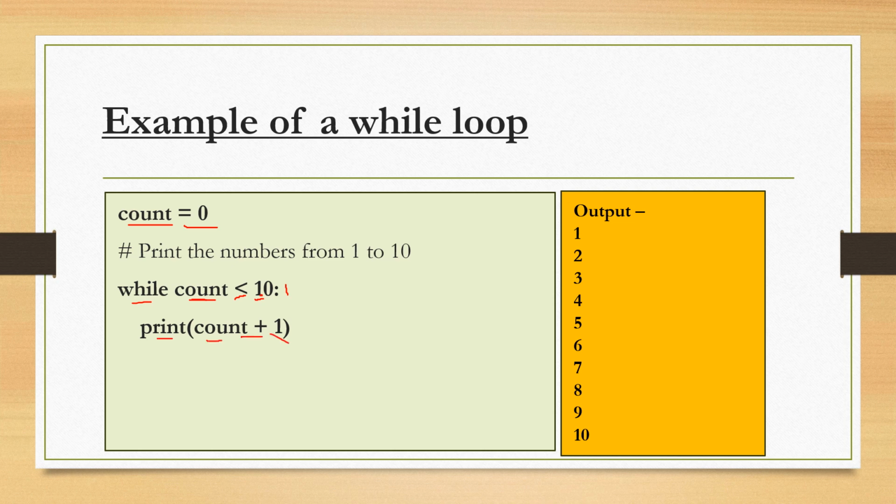Now you may be confused why we have given count plus 1, because our count variable value, first of all, will be 0. So while 0 is less than 10, yes, it will be true. So it will print 0 plus 1. What will be printed? 0 plus 1 means it will print 1. Okay, so now it has printed 1.